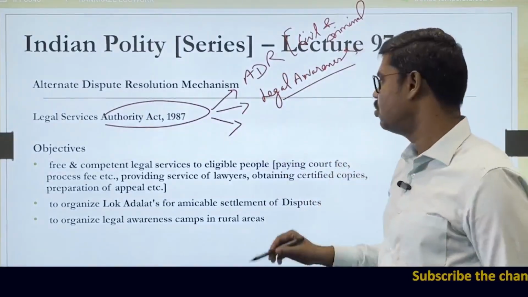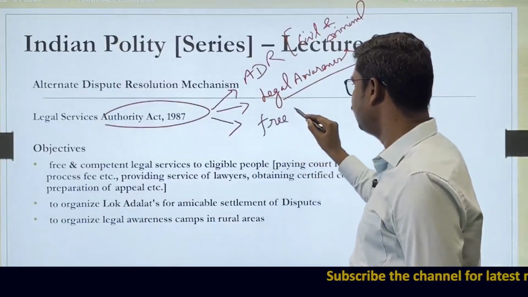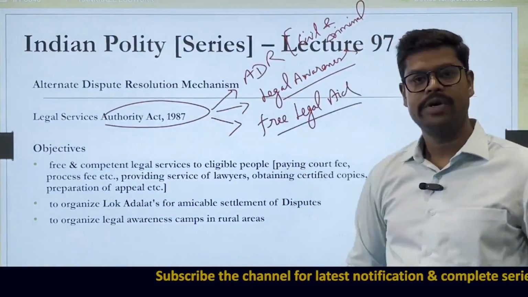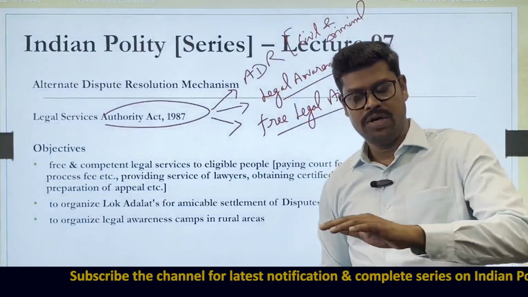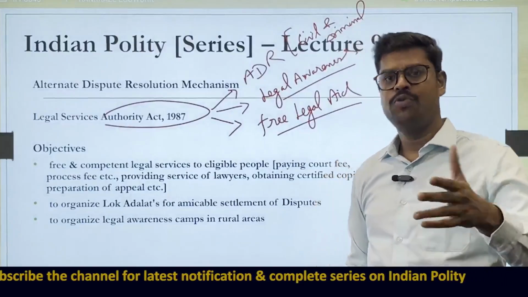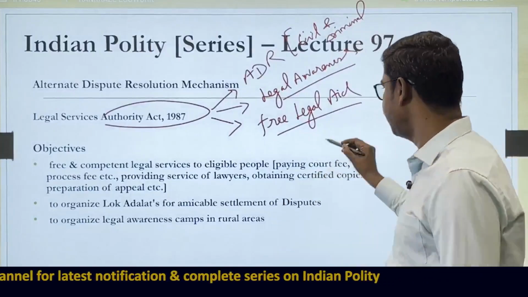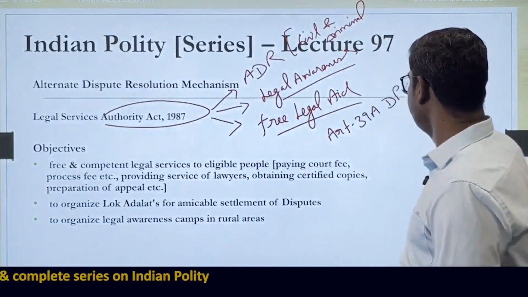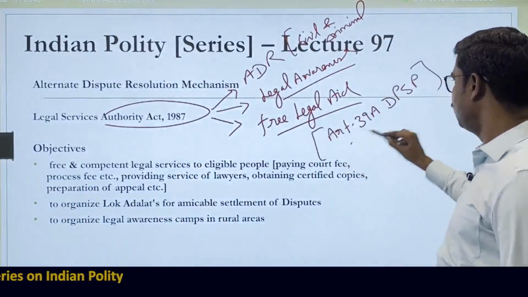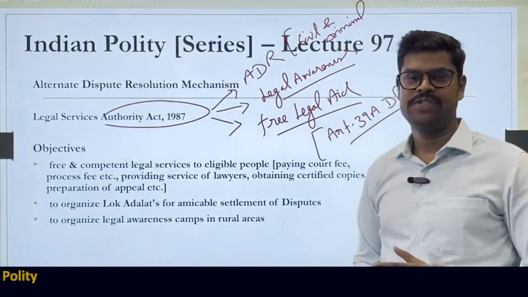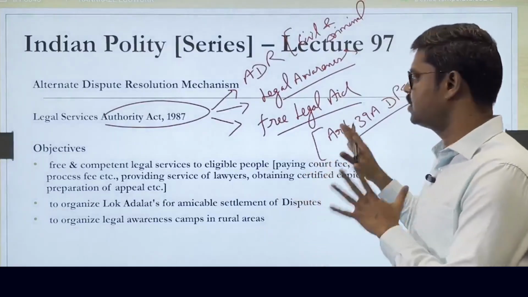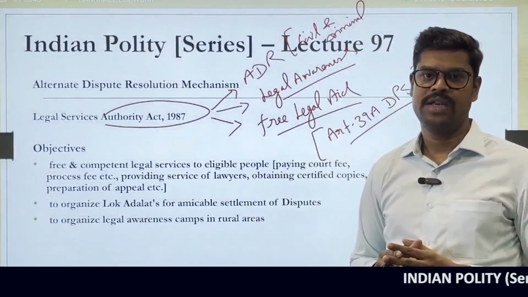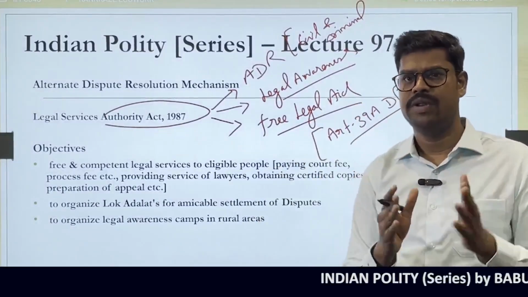And then the third thing is that it also provides free legal aid to the poor people. This is very, very important. They wanted to provide free legal aid, but to whom? Not to each and every citizen of our country, but to the poor people. This is in line with Article 39A of the Directive Principles of State Policy. One of the objectives of the DPSP is to provide free legal aid. So, these are the three major objectives of the Legal Services Act 1987. Please keep it in your mind, very, very important.